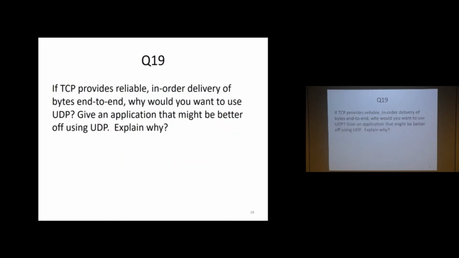If TCP provides reliable in-order delivery of bytes end-to-end, why would you want to use UDP? Give an application that may be better off using UDP and explain why. So again, this is something we've already talked about. Just to give you a hint, it's less overhead, less resources, right? It's faster. You get better control of timing. But you should be able to articulate that in your own words with your own understanding of the two protocols.